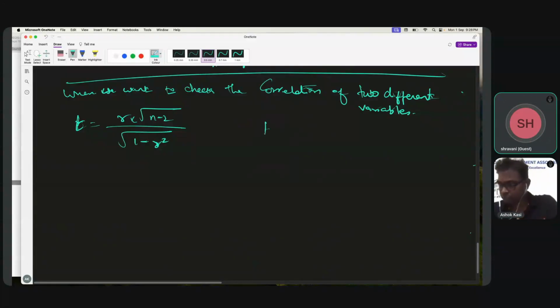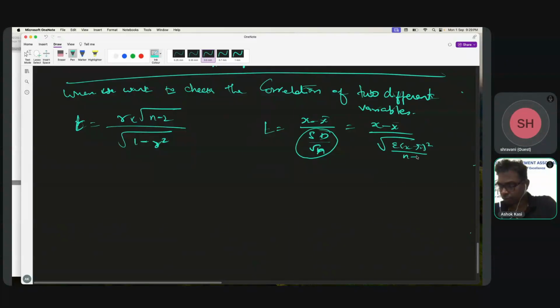See, the t-test normal formula is what? X minus x bar divided by standard error. Standard error means standard deviation divided by root n. Correct? This is standard error. Now this standard deviation I can also write as root of summation of x minus x bar the whole square divided by n minus 1, then divided by root of n.